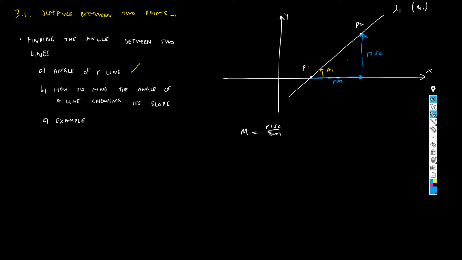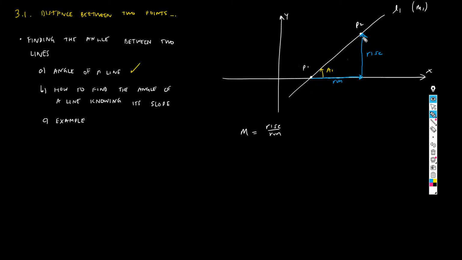And the definition of slope is in fact the ratio of rise over run. Okay, the more rise you get, the more slope you get. Okay, that's why this definition was invented. Okay, perfect. So the slope is rise over run.